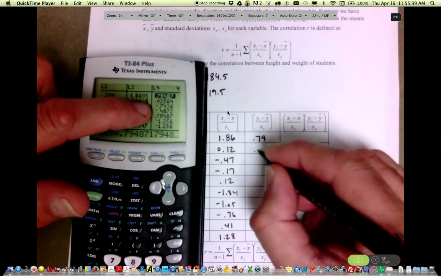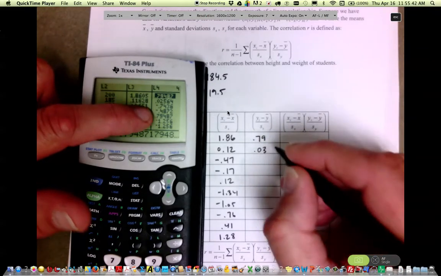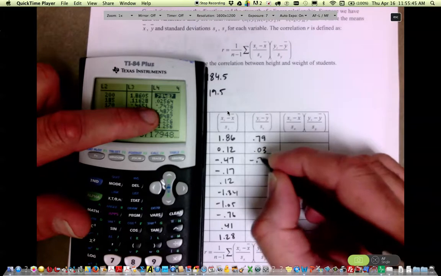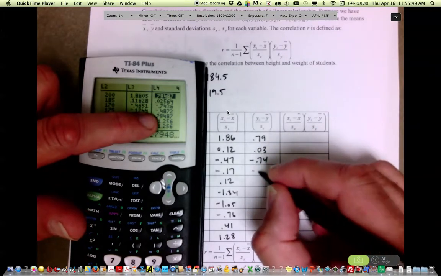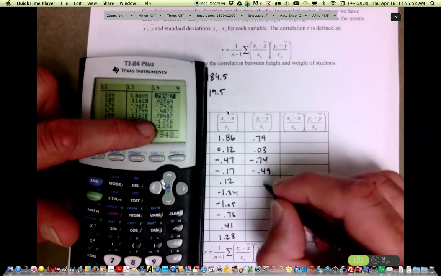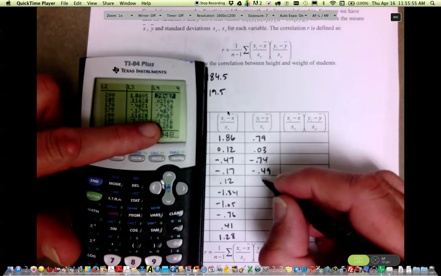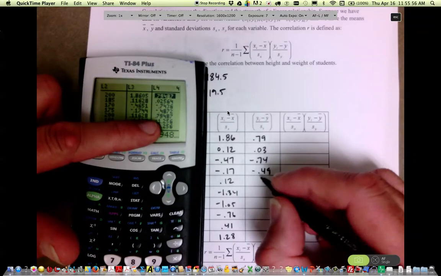The next one is 0.03. The next one is negative 0.74, and then a negative 0.49, and a positive 0.79. The next one is negative 1.26, and the next one is the same thing. And then negative 0.49, and 1.05, and 1.56. Okay, so those are the z-scores for their weights.